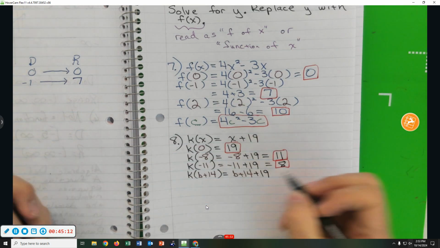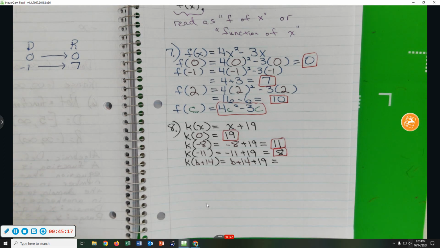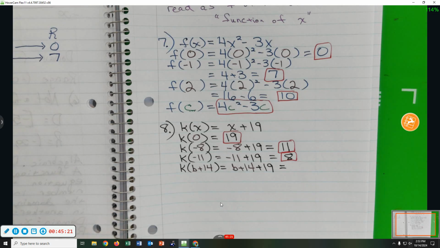I'm afraid your brown looks sort of like your black. It does, it does. It looks way too much like it. Should probably use a blue instead. We'll see.